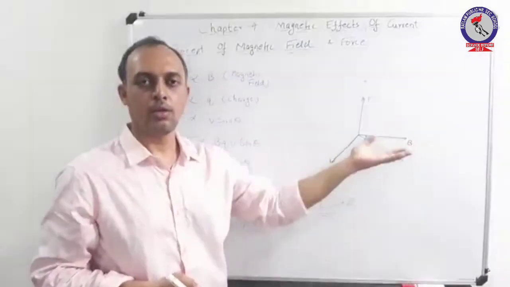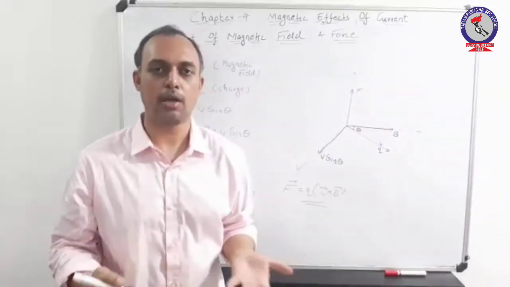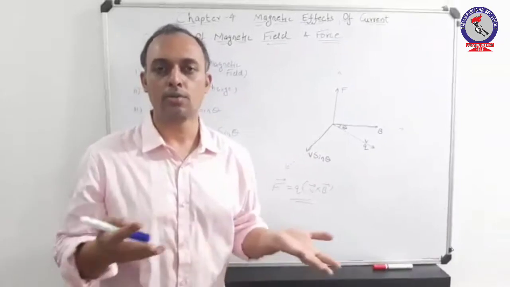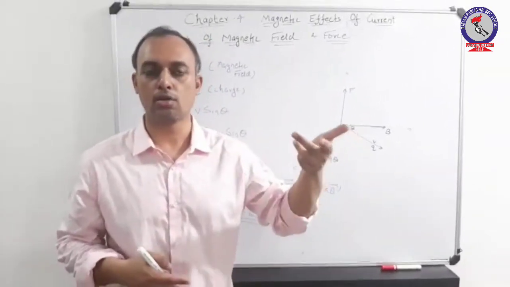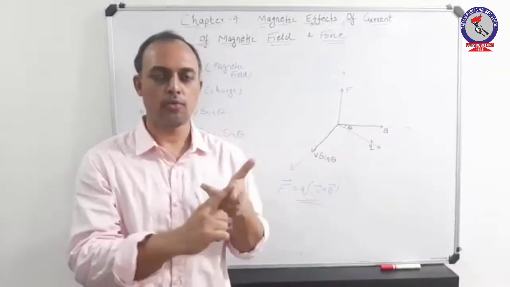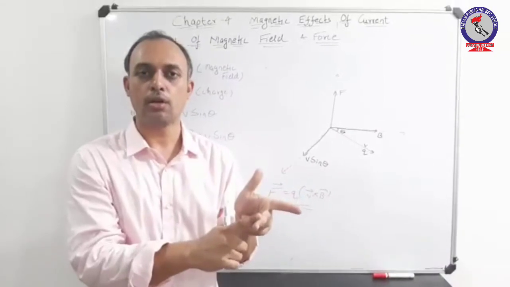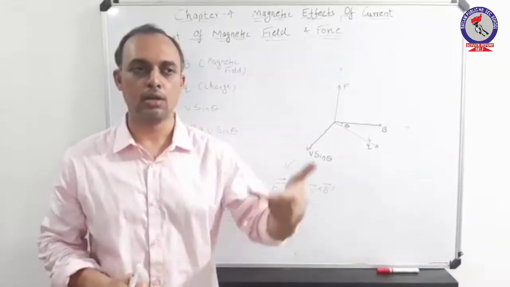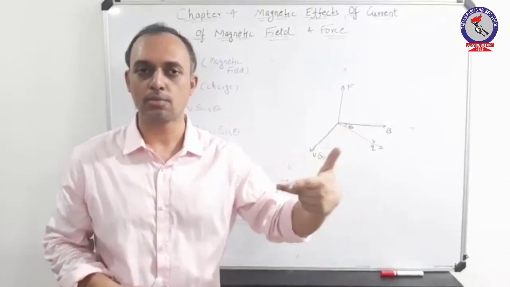The direction of this force can be simply calculated by applying Fleming's left hand rule, as we all are very familiar with the Fleming left hand rule, that on stretching your left hand in such a way that your first finger points in the direction of magnetic field, central finger gives the direction of current, then the thumb will give the direction of force which is experienced by the charged particle.